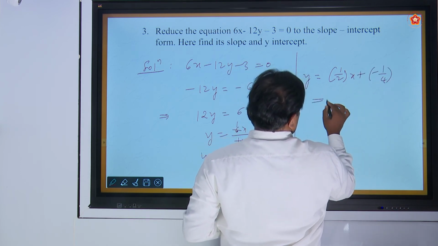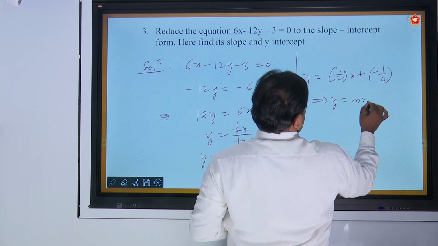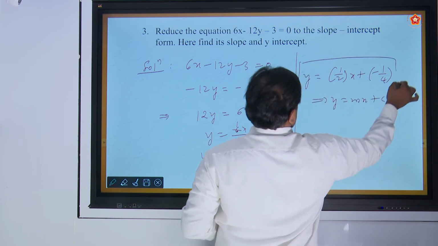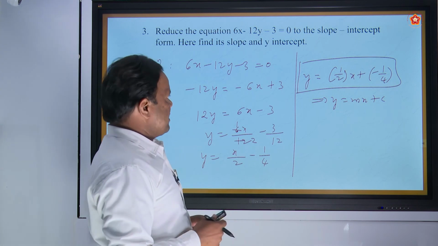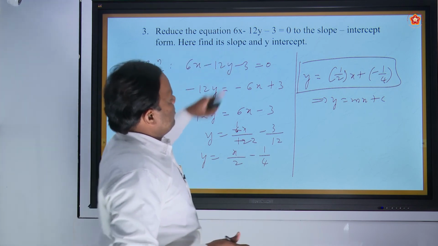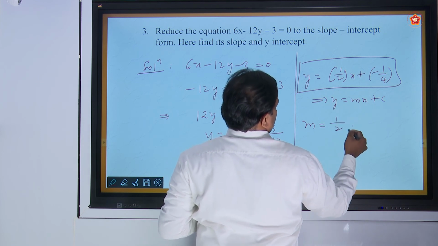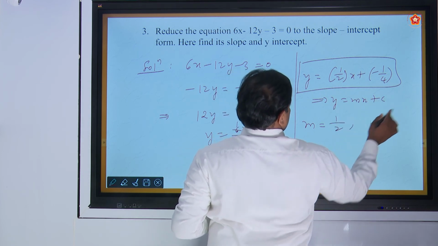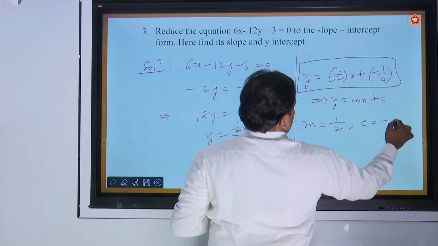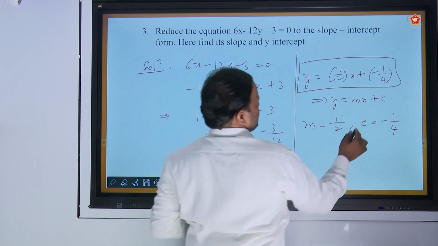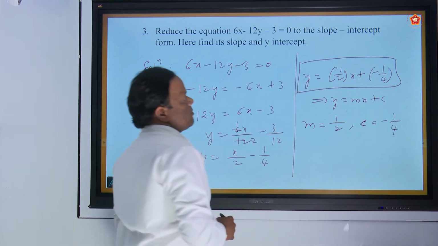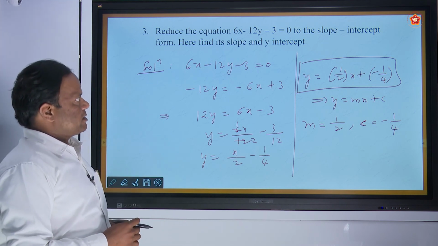This is in the form of y equal to mx plus c, means slope intercept form. This is our answer. What is m here? Find slope. What is slope? Slope is nothing but m. Compare here, m is nothing but 1 by 2 and c, small c is nothing but minus 1 by 4, means small c is nothing but y-intercept. Minus 1 by 4 is the answer. This is the answer.